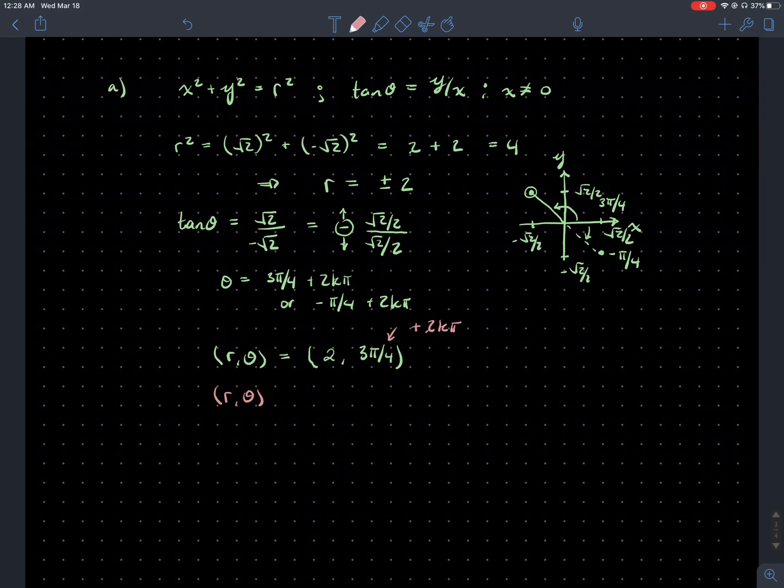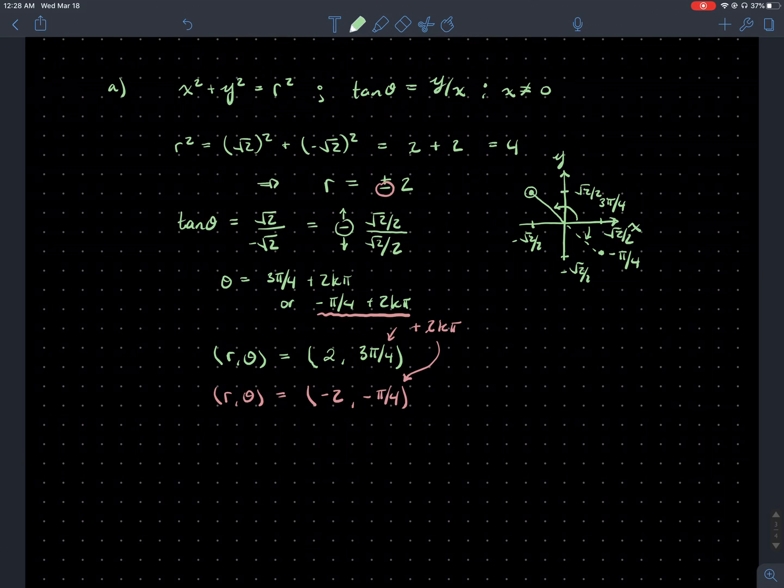We also have equivalent representations that correspond to this negative radius as well as this bottom component for theta. So we'd have negative 2 and negative pi fourths. And we can also add some 2k pi to that negative pi fourths.